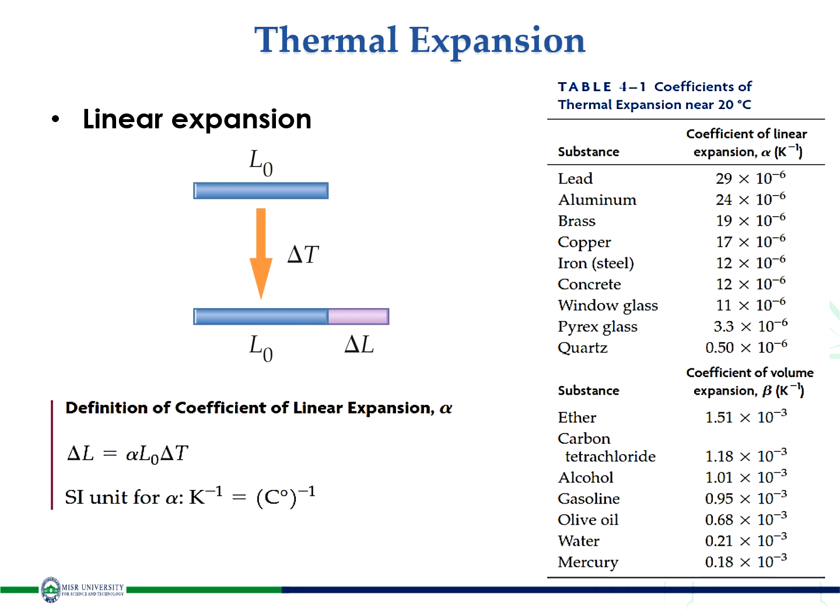Here, alpha is known as the coefficient of linear expansion. It's a material-specific property, indicating how much a material expands per unit length per degree of temperature change. Its SI unit is inverse Kelvin, K superscript minus 1, which is equivalent to inverse degrees Celsius, C degree, superscript minus 1. Notice the table on the right. It provides various coefficients of linear expansion for common substances, showing that materials like lead expand more than, say, quartz, for the same temperature change.